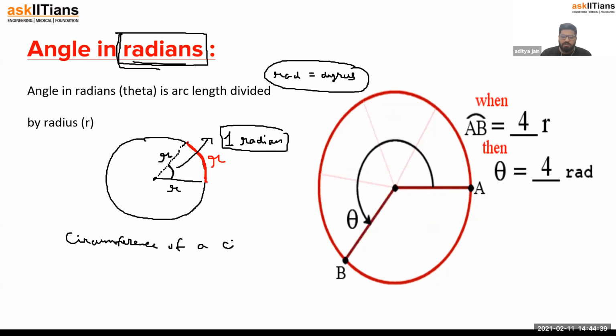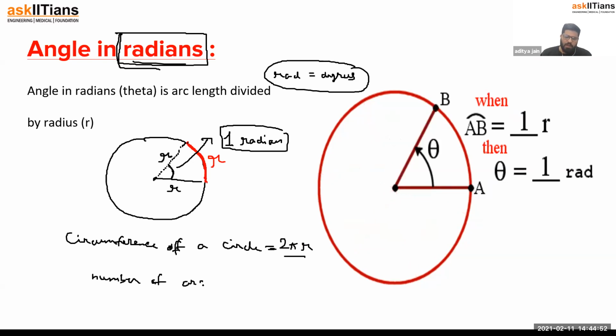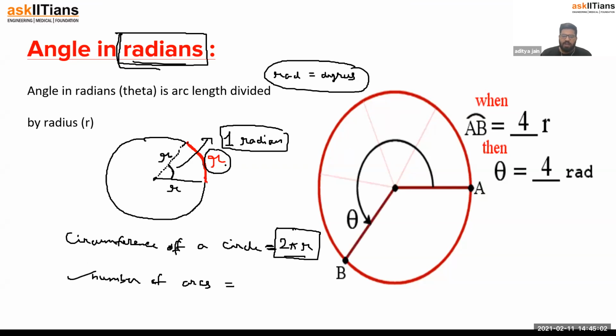Circumference of a circle. The circumference of a circle is 2 pi r. So how many arcs, each having a length r, are required to make a complete circumference? The question is: how many arcs of length r, small r, are required to make a complete circumference of 2 pi r?